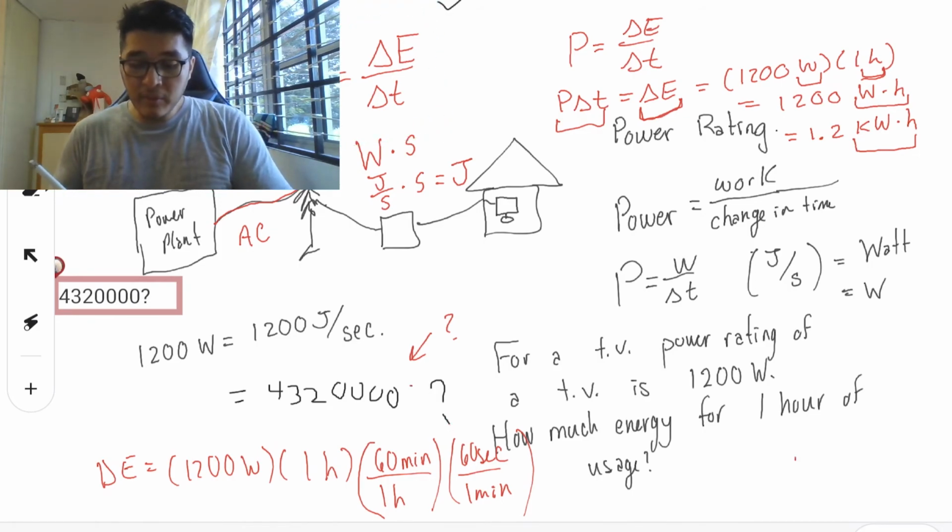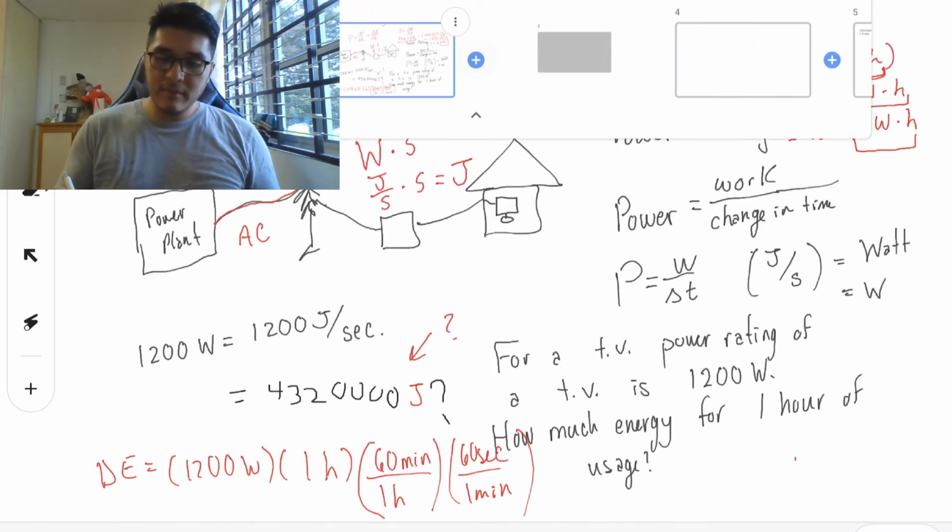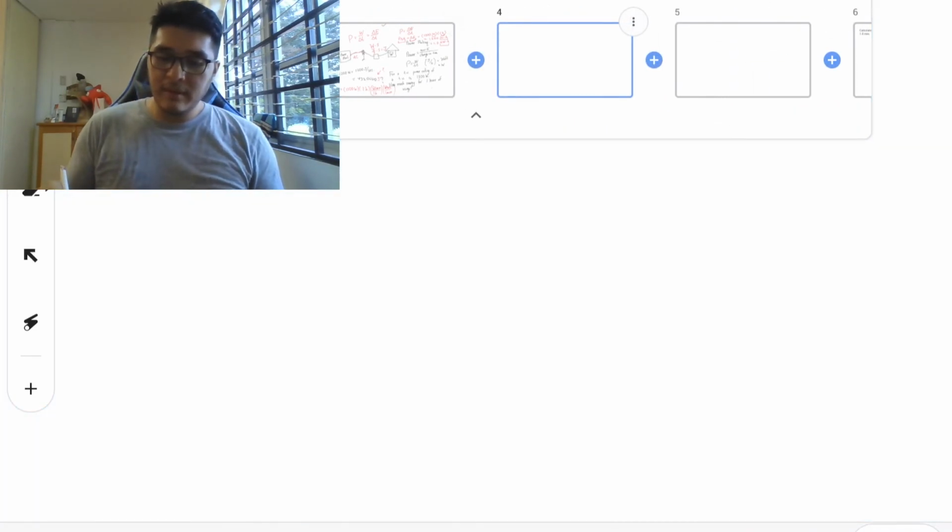Yeah, so that's going to be a really, really large number. So it's not very convenient to work with joules because you're going to get really large values. But you see kilowatt hour is 1.2. Okay, let's go to the next slide.